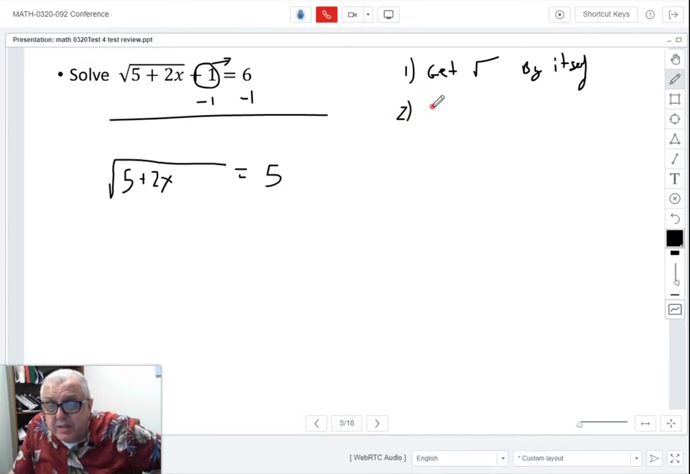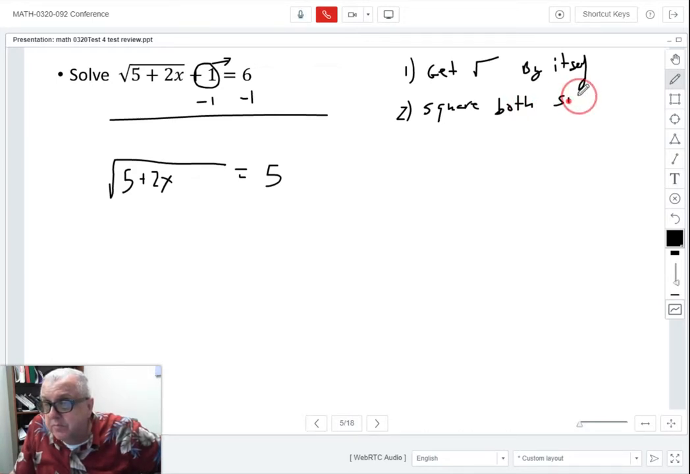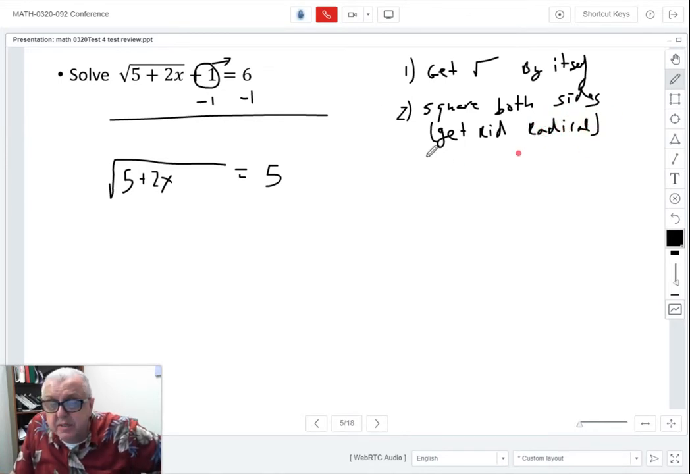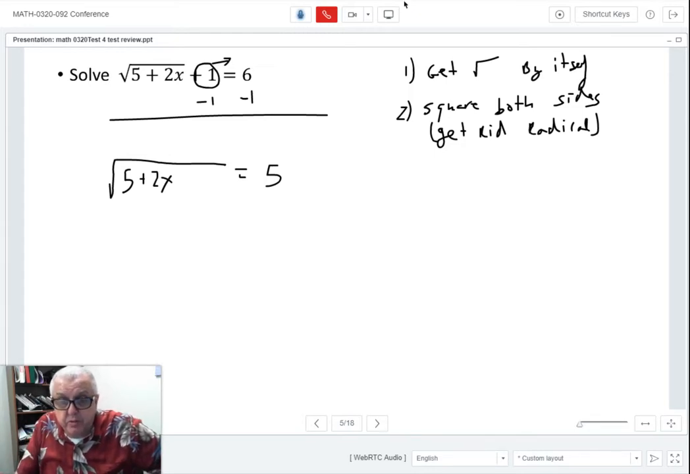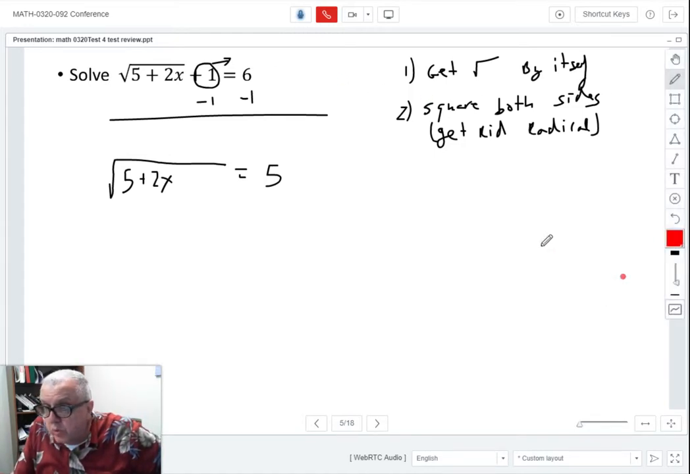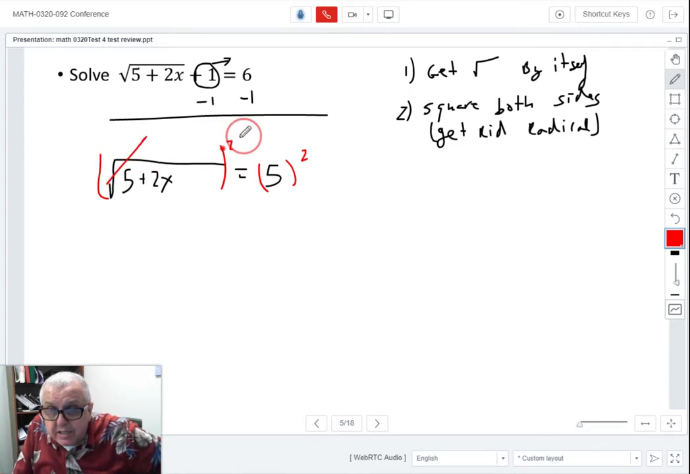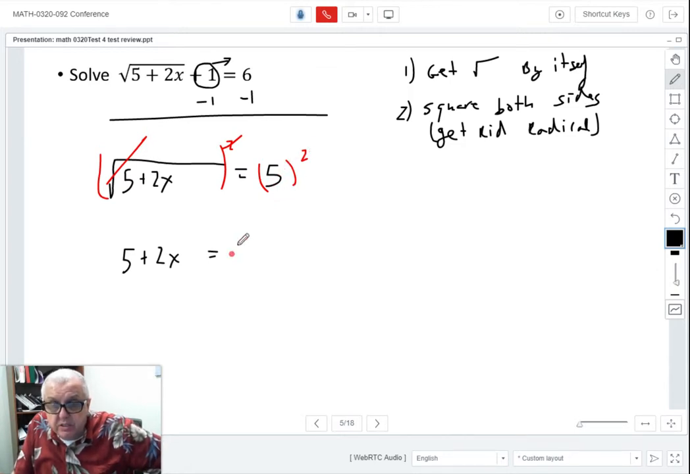Step two is get rid of the radical by, in this case, since it's a square root, we're going to square both sides. Whatever you do to one side, you do to the other. Maybe that should actually be the step, get rid of the radical. In this case, it is by squaring both sides. If it was a third root, you take the third power of both sides. So I'm going to square this side, and I'm going to square this side. Square root and square cancel each other out. So whatever was in the radical, since the square root canceled out, is that. And 5 squared is 25.